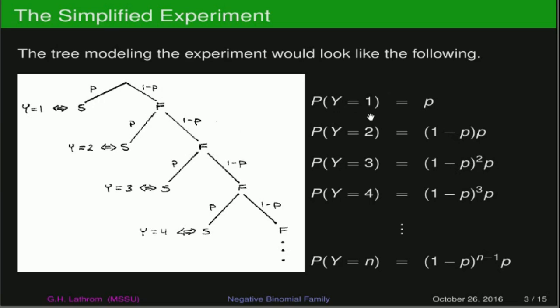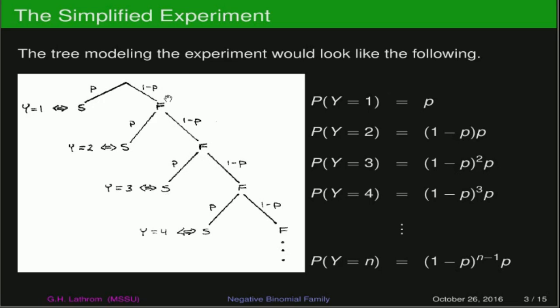So for y equal to 1, having our first success on our first trial, we just have a probability of p. For y equal to 2, we go down one branch of failure and then down a branch of success. That gives us a probability of 1 minus p times p. For y equal to 3, we have to branch twice down failure, so we have 1 minus p times 1 minus p, and then we branch to success, which gives us a p. For y equal to 4, we go down 3 branches of failure and then 1 branch of success.